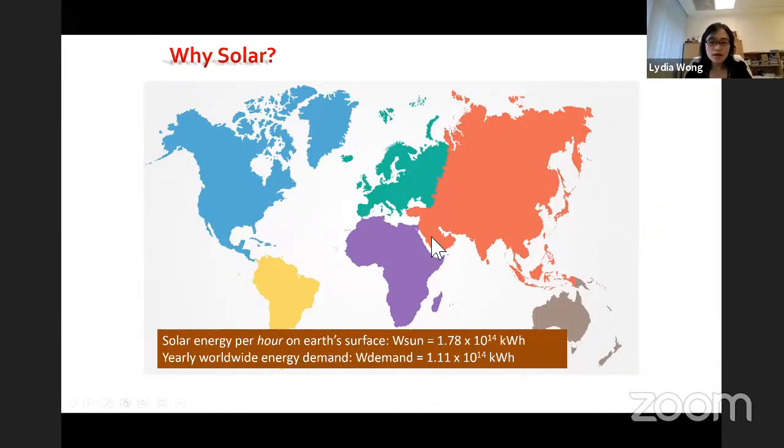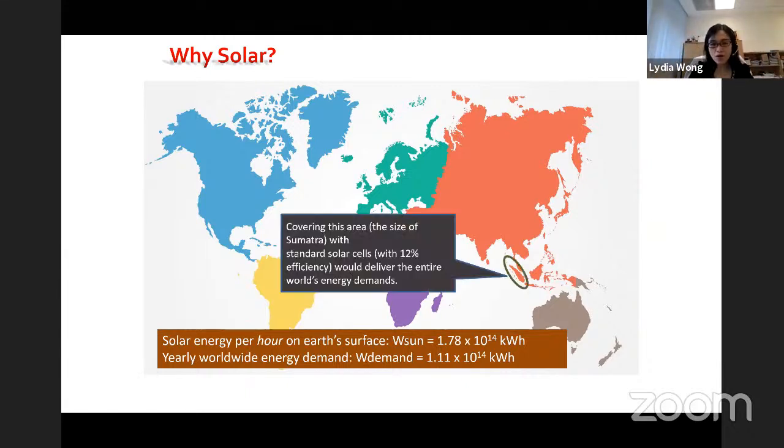Why is that so? Basically, the energy that is emitted by the sun is so huge that if you can harvest all of the energy generated in 1 hour, you can provide the energy demand of the whole world for 1 year. Just 1 hour of sunlight can power the whole world for 1 year. Or if you cover Sumatra, the whole island of Sumatra, with 12% efficiency solar cells, this is enough to deliver the entire world's energy demands.